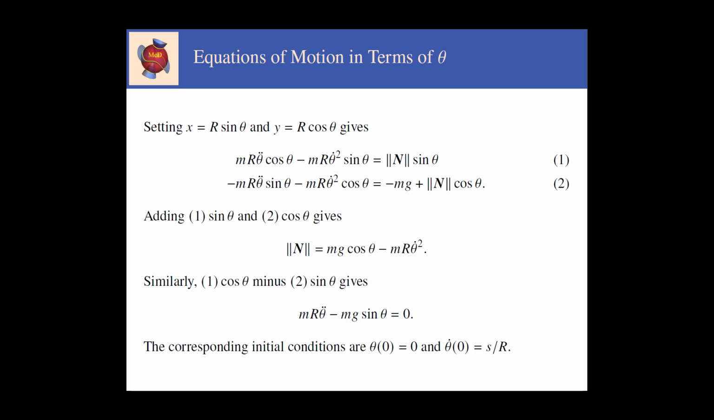If you multiply equation 1 by sine theta and equation 2 by cosine theta and add them together, then you obtain an expression for the magnitude of the reactive force. That is, the magnitude is mg cosine theta minus mR theta dot squared. Notice that depends on parameters m, g, and R and the variables theta and theta dot. Similarly, equation 1 times cosine theta minus equation 2 times sine theta gives us an ordinary differential equation for theta. So we have mR theta double dot minus mg sine theta equals 0. The corresponding initial conditions: the initial angle is 0, and the initial angular velocity is s over R.